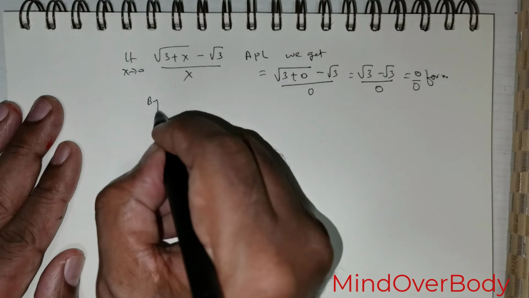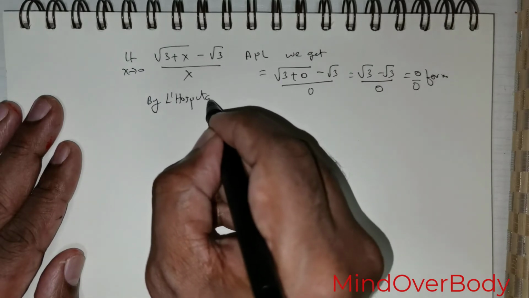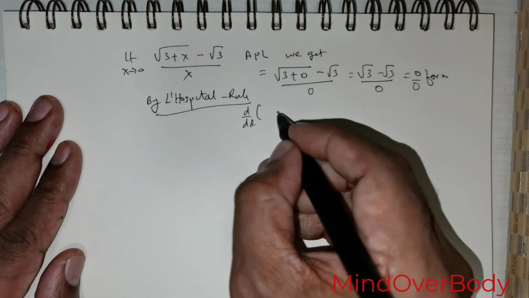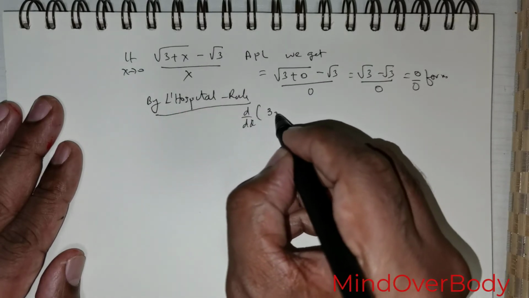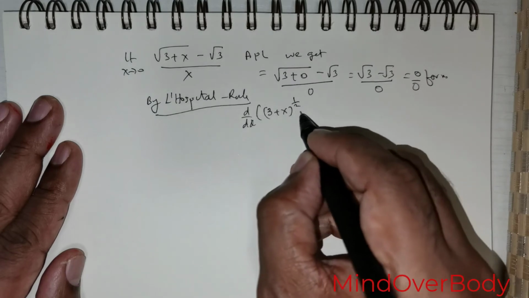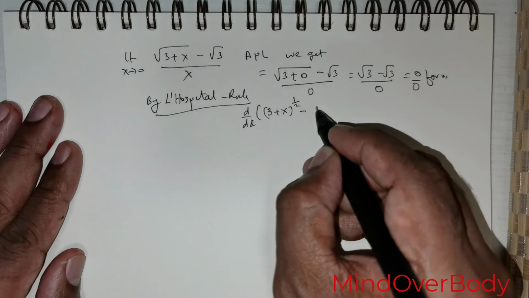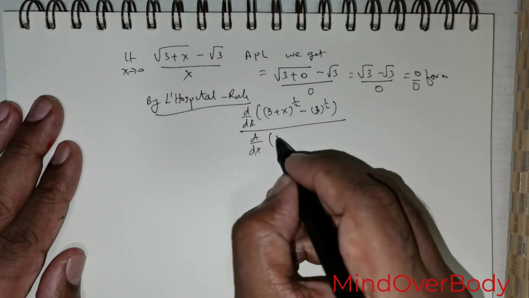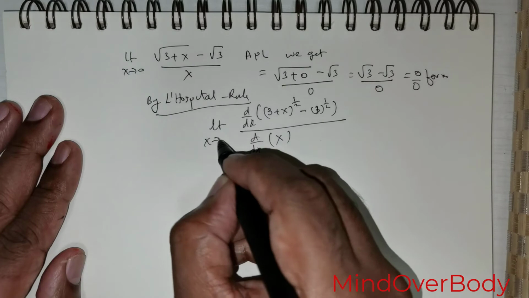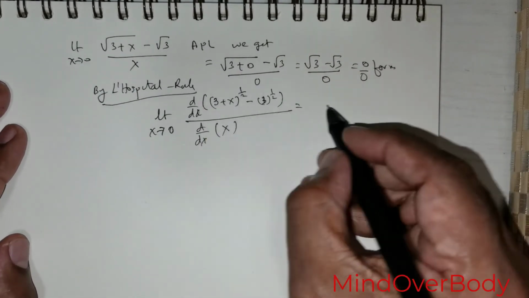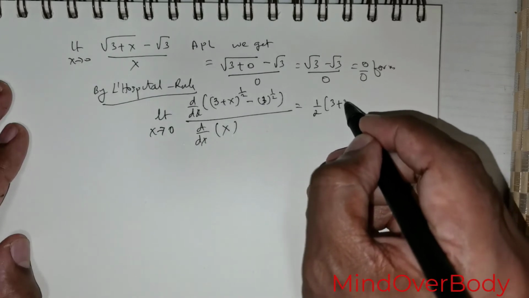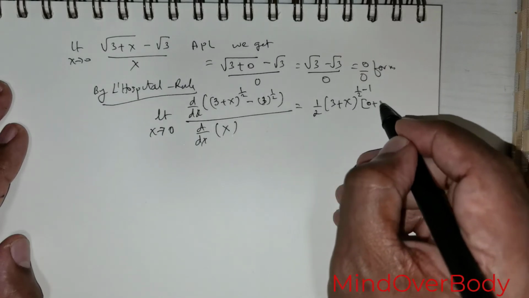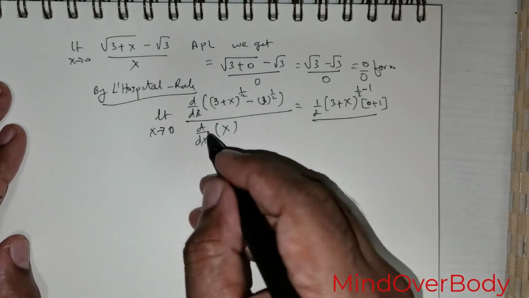Now next is by L'Hopital's Rule. So what do we get? Actually we will have to differentiate. So this is going to be the differentiation of the numerator. I'm going to write the numerator as 3 plus x raised to the power of 1 over 2 minus 3 raised to the power of 1 over 2, divided by the differentiation of the denominator, which is x, and then we will have to apply the limit as x tends to 0. Now the differential of this is going to be 1 over 2 times 3 plus x raised to the power of 1 over 2 minus 1, times the differentiation of 3 is 0, the differentiation of x is 1, this differentiation is 0, divided by the differentiation of x, which is 1.